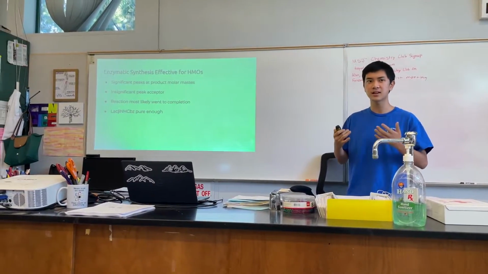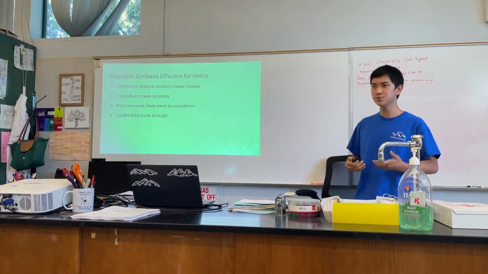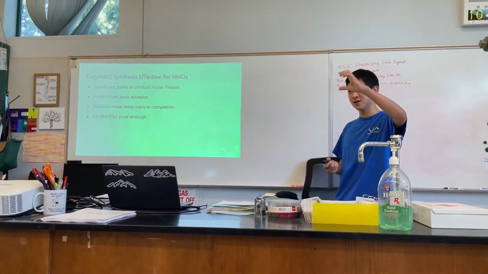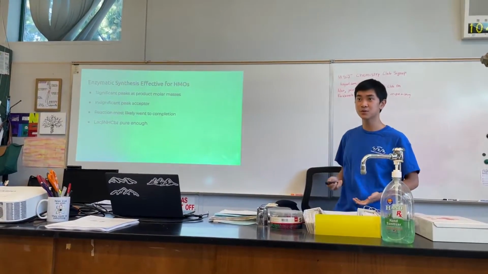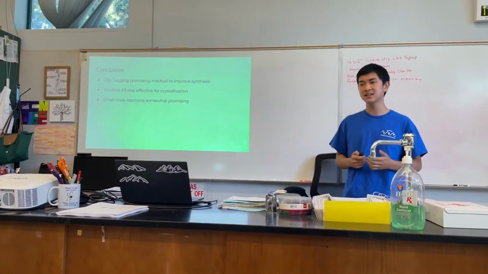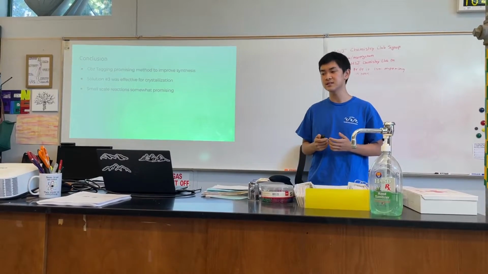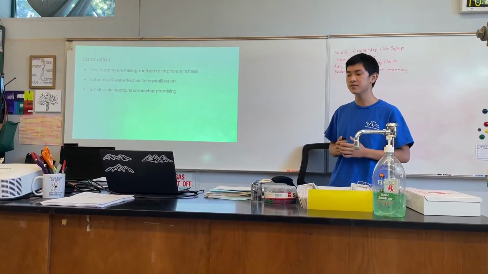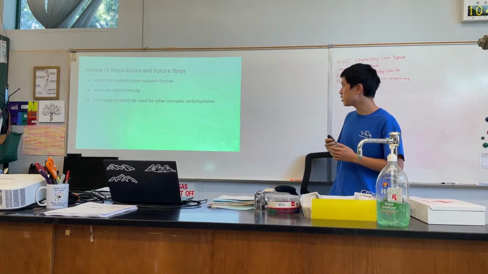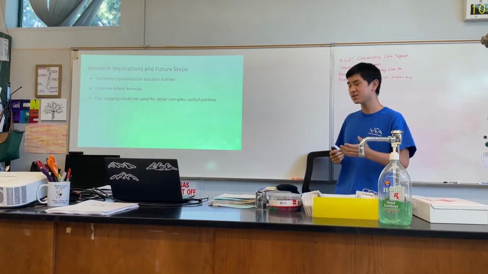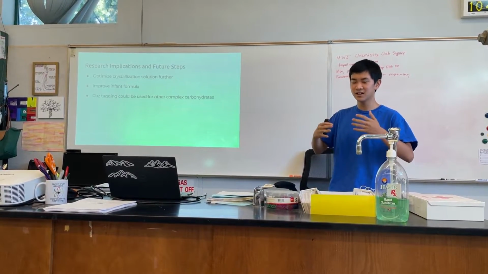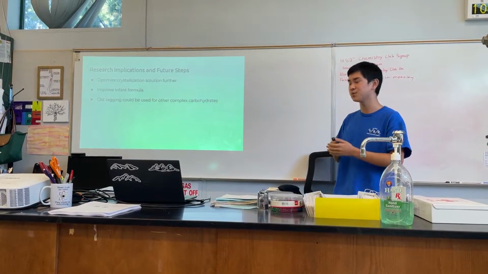However, we still need to, like I said, scale it up to larger sizes. If we want to produce these HMOs for infant formulas, we can't be producing half gram or these tiny amounts. We need to be able to do it in industrial vats. So in conclusion, CBZ tagging seems promising to improve the synthesis, and solution number 3 was extremely effective for crystallization. And finally, the small scale reactions are somewhat promising. However, we need to optimize for crystallization further, and we need to improve the large-scale reactions.